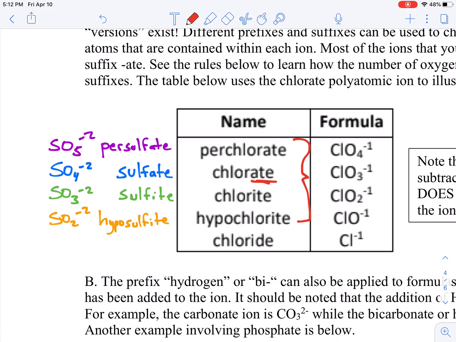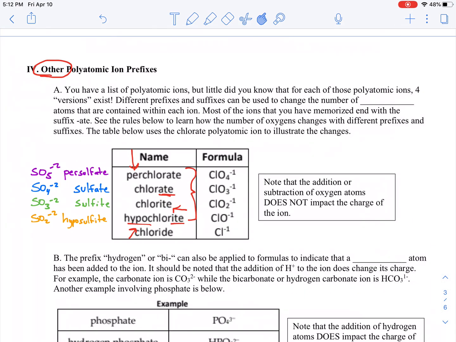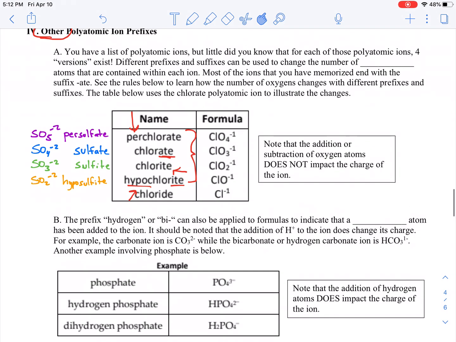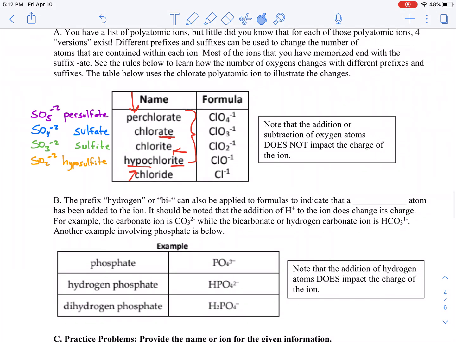So really what we need to understand and learn is that per means plus an oxygen, ite means subtract 1, hypoite means subtract 2. Now there's another prefix that we can add that changes these polyatomic ions in different ways, and that prefix is twofold. The prefix can either be hydrogen or the prefix bi, and those mean the exact same thing. So, for instance, the polyatomic ion bicarbonate or hydrogen carbonate is the same thing. In both cases, this means that we are going to add a hydrogen atom to the front of carbonate.